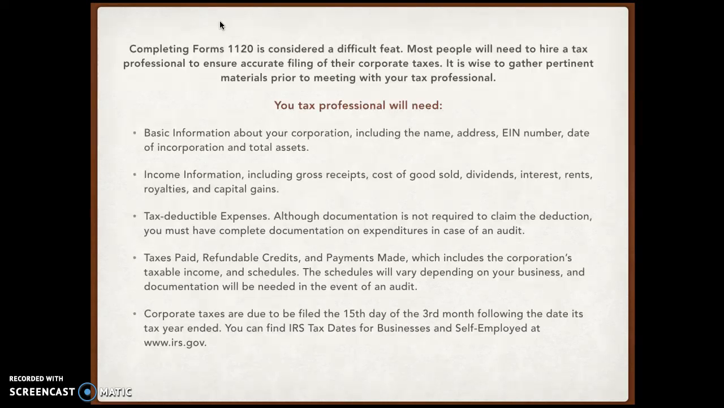They'll also need your income information, including gross receipts, cost of goods sold, dividends, interest, rents, royalties, and capital gains. They will need your tax-deductible expenses. Although documentation is not required to claim the deduction, you must have complete documentation on expenditures in case of an audit. Taxes paid, refundable credits, and payments made, which include the corporation's taxable incomes and schedules. The schedules would vary depending on your business, and documentation will be needed in the event of an audit.